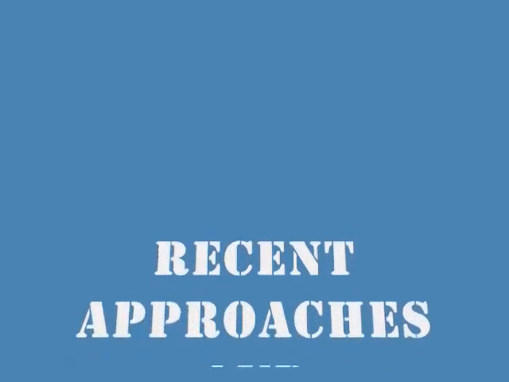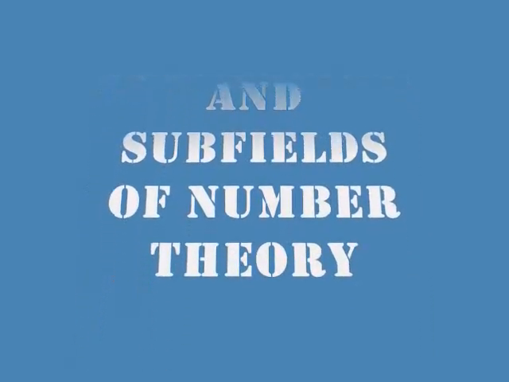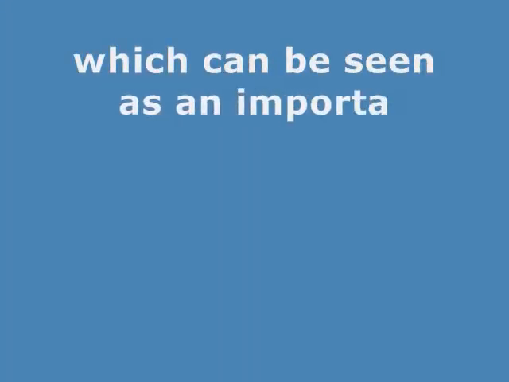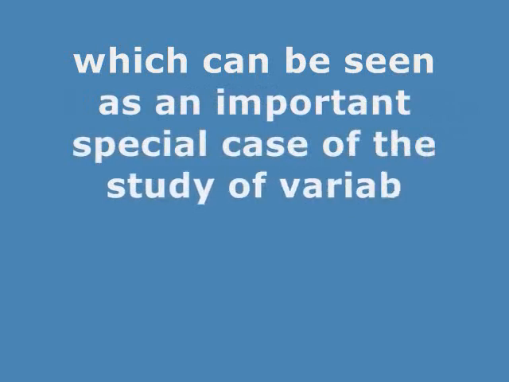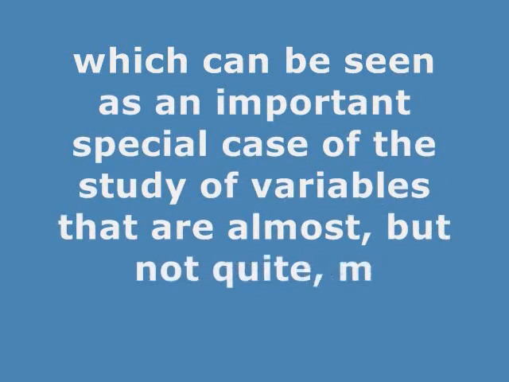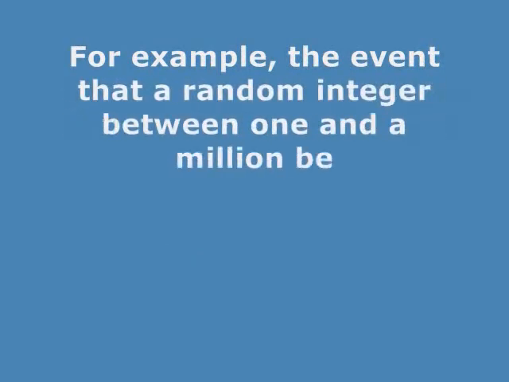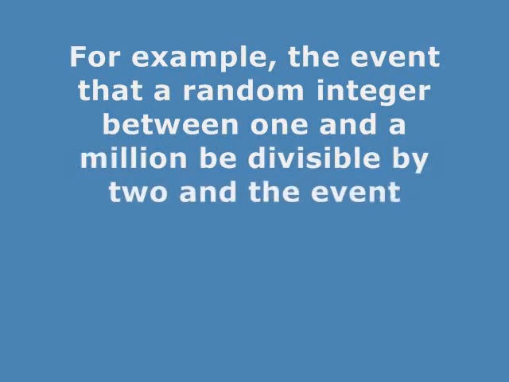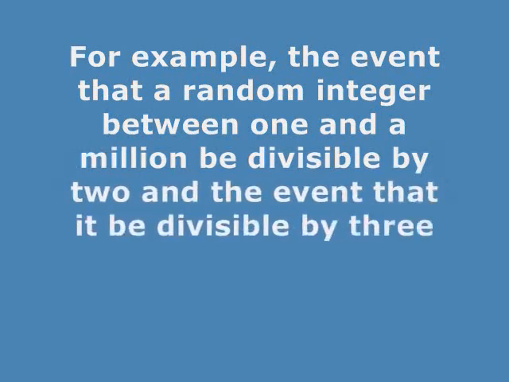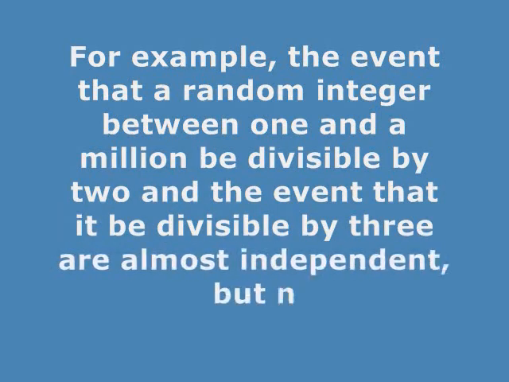And now let's come to the recent approaches and subfields of number theory. First is probabilistic number theory, which can be seen as an important special case of the study of variables that are almost but not quite mutually independent. For example, the event that a random integer between 1 and a million be divisible by 2 and the event that it be divisible by 3 are almost independent but not quite.